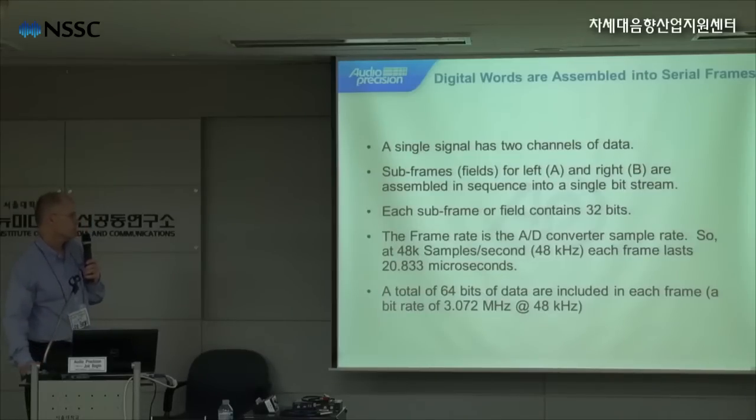The frame rate is the A to D converter sample rate. So at 48K samples per second, or 48 kilohertz, each frame lasts 20.8 microseconds. So that's 1 over 48,000. And a total of 64 bits of data are included in each frame. So the bit rate is 3.072 megahertz with a 48 kilohertz clock rate.